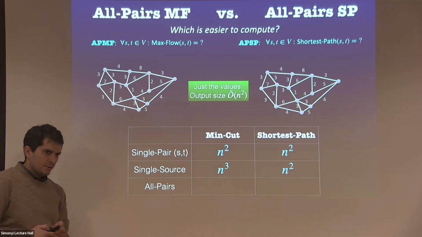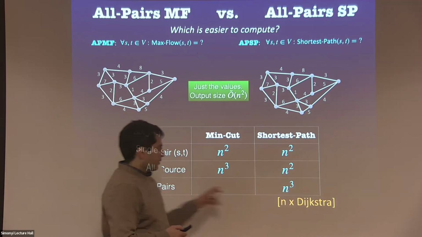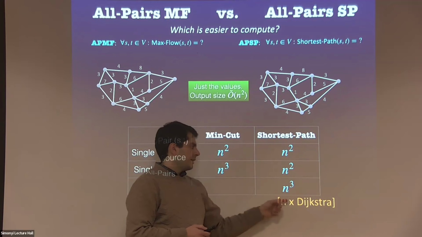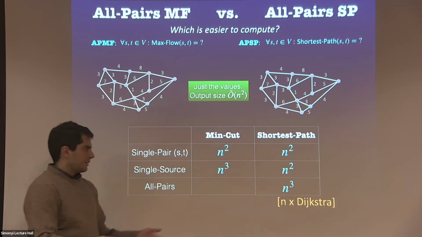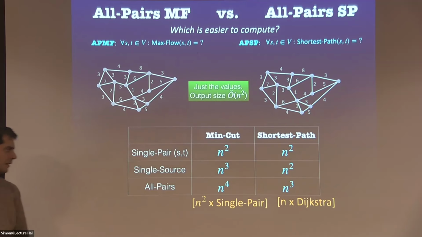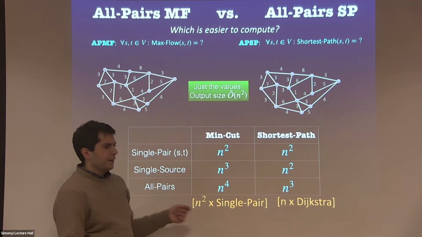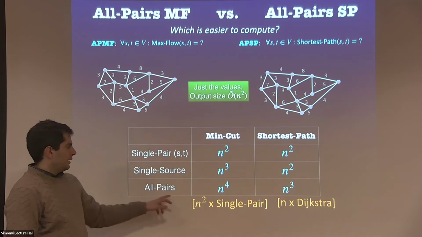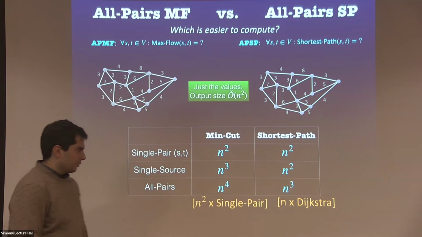What is the complexity of these problems? For shortest paths, we can just run Dijkstra from every source, and we get n times Dijkstra complexity, which is n cubed. And again, this is a very simple, very classical algorithm. For all pairs max flow, you can still do the naive thing of running the single pair algorithm for every S, T, and now you have n squared additional overhead, and that's n to the 4.